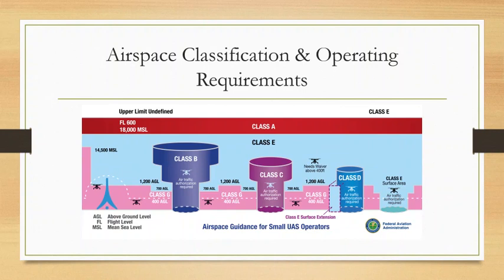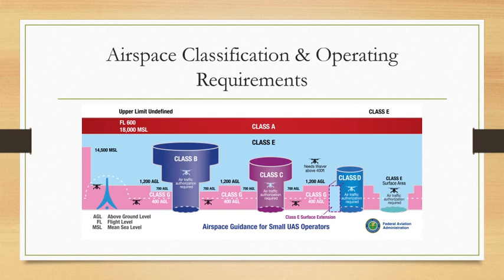Part 107, however, is only going to require knowledge of Classes B through G airspace, and incidentally, there is no Class F airspace within the United States, in case you were wondering. But Class B through G airspace falls underneath the regulatory airspace I just mentioned a minute ago. So all of that is our primary area that we have to focus on.